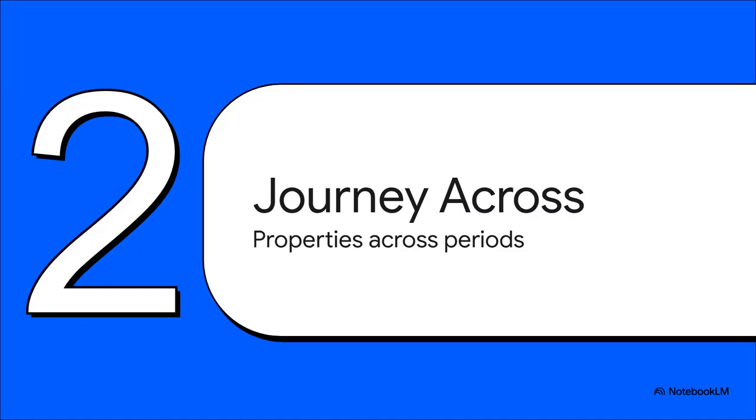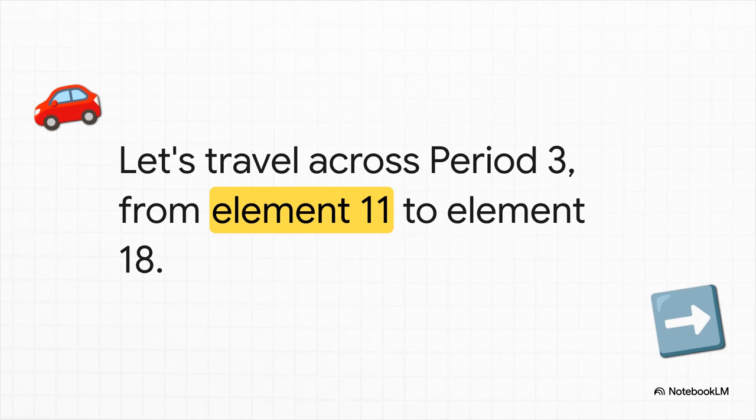Okay, so what actually happens when we travel along one of those horizontal rows? Let's take a little trip across a period, and you'll see just how dramatic the changes really are. We're going to take a little road trip, let's say across the third row of the table. That's period 3. We'll start way over on the left with element number 11 and go all the way to the right to element 18.